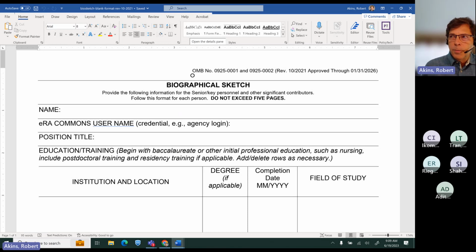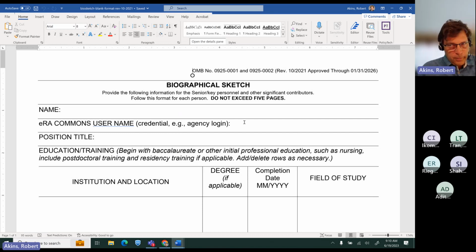The position title should be the one that's most relevant to, and some of us have more than one. You guys probably all have more than one. Most relevant to the application. And then you should know your ERA Commons username. You need to have that. You need to have it to submit, and you need to include it on your BioSketch.